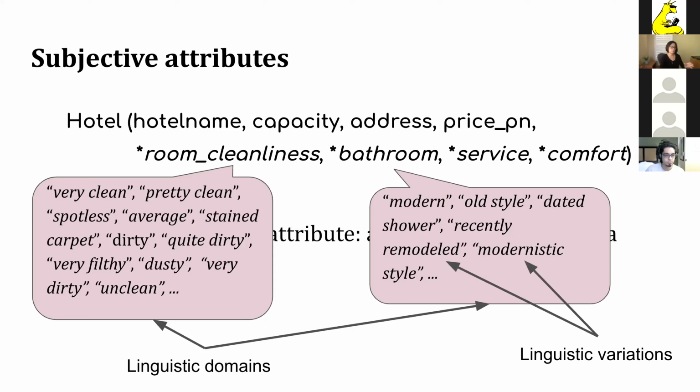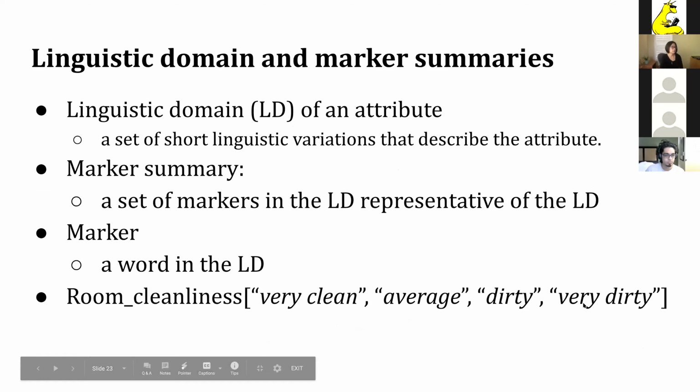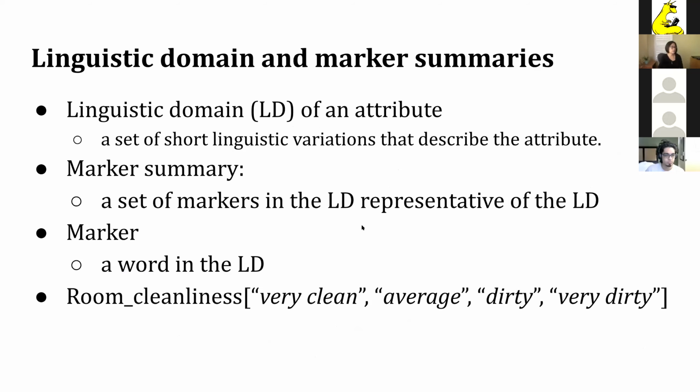So let me just pull up the animation here. For example, room cleanliness can contain all these phrases listed here: quite dirty, very filthy, pretty clean. And these are all phrases that are picked up from the reviews, right? And we grouped them all together and collected them under room cleanliness. All these different phrases within each linguistic domain are what we call linguistic variations. So a linguistic domain is a set of short linguistic variations that describe the attribute.